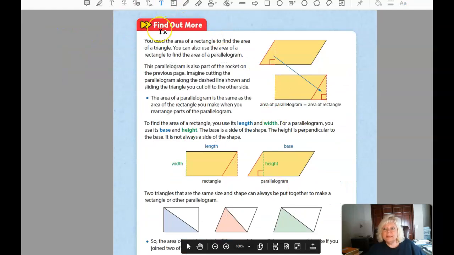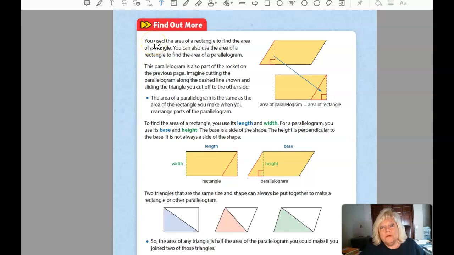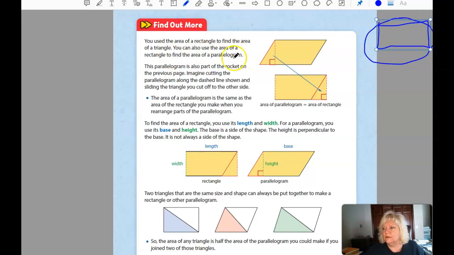Okay, this is a find out more page. Important for you to know. Important for you to look at. When we skip over this stuff is when we start having problems with our math. So it says you use the area of a rectangle. We just got done doing that. We said an area of a rectangle is going to be base times height. So now we can use the same thing over here to think about the area of a parallelogram like a rhombus.